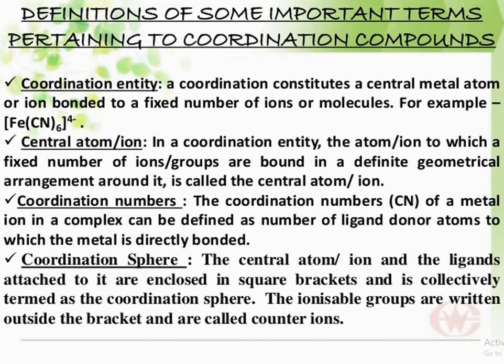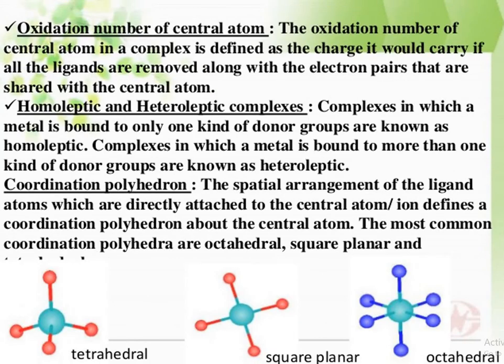Coordination sphere. The central atom or ion and the ligands attached to it are enclosed in square brackets and are collectively termed the coordination sphere. The ionizable groups are written outside the bracket and are called counter ions. Oxidation number of the central atom. The oxidation number of the central atom in a complex is defined as the charge it would carry if all the ligands are removed along with the electron pairs that are shared with the central atom.